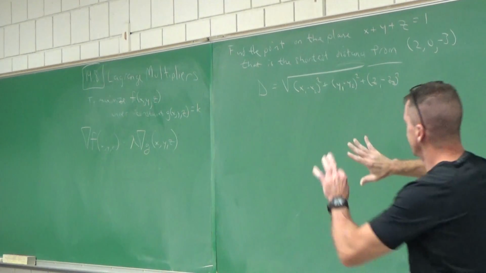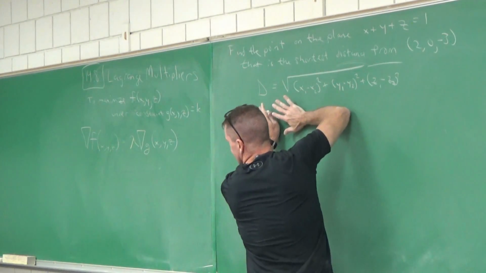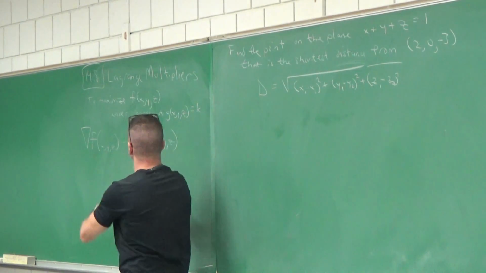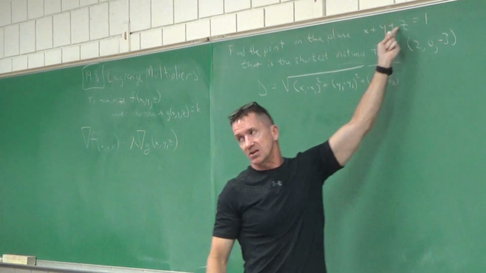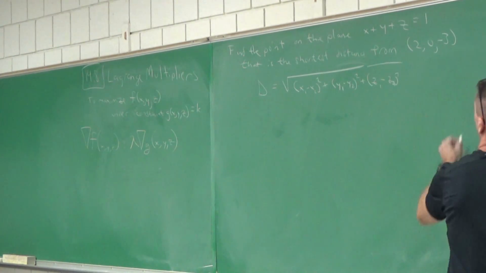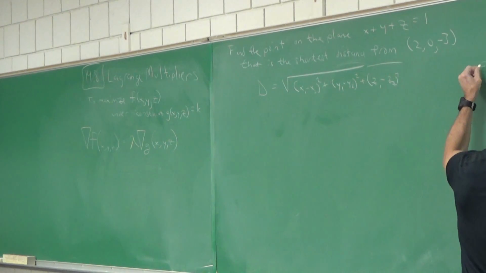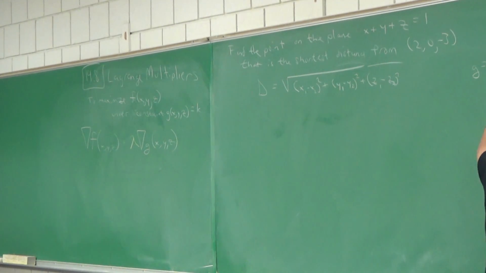This is what we're trying to minimize. That's the function you're trying to minimize. This g over here is just a constraint. It's got to be constrained to that plane x + y + z. So you can write g = x + y + z. You got to put the equals 1. You can put that in terms of that.